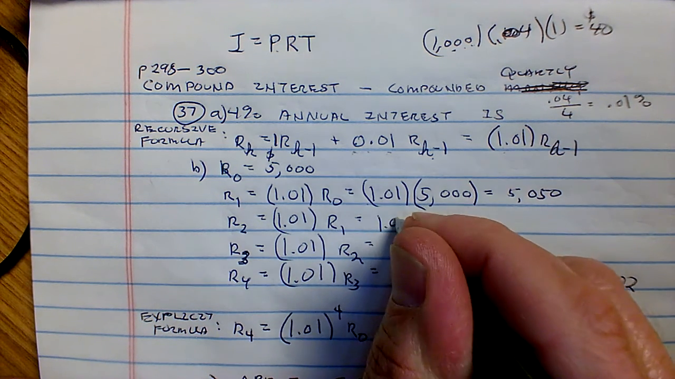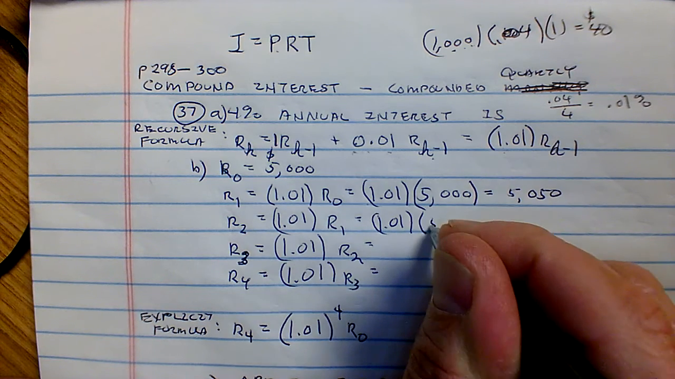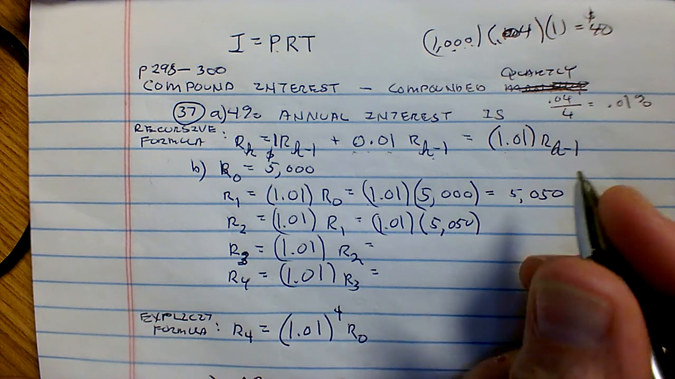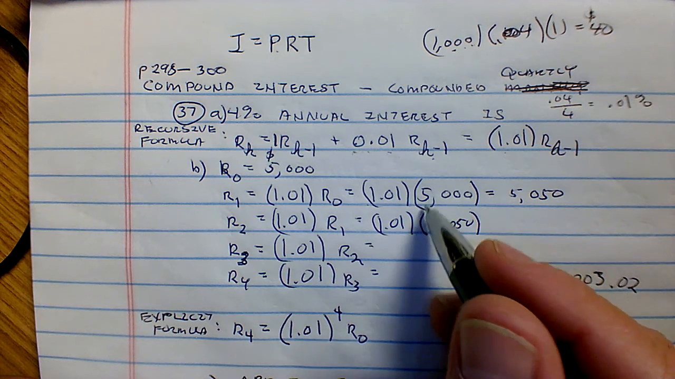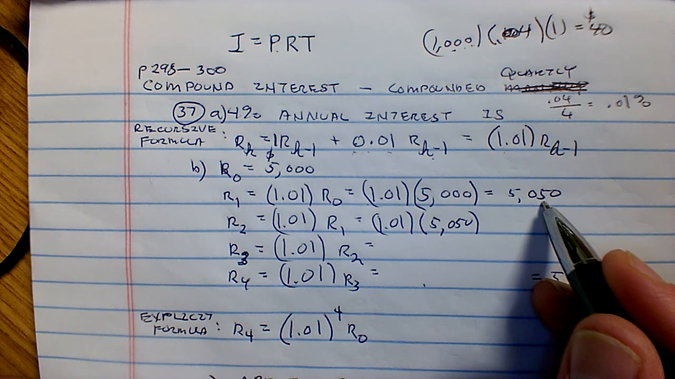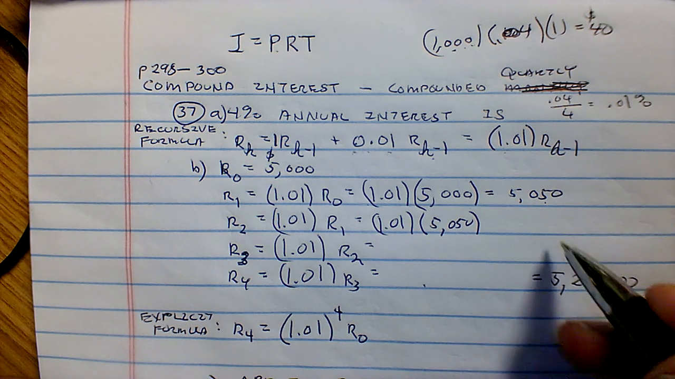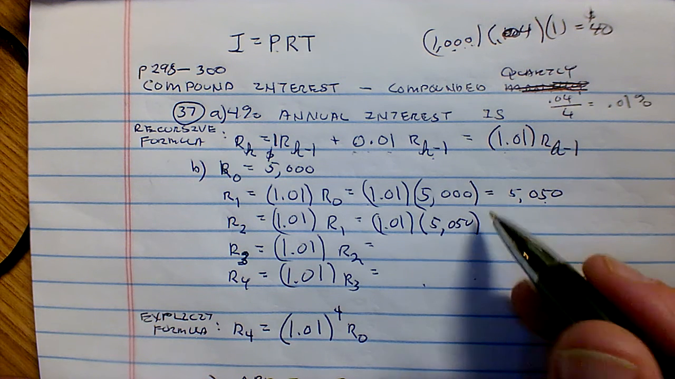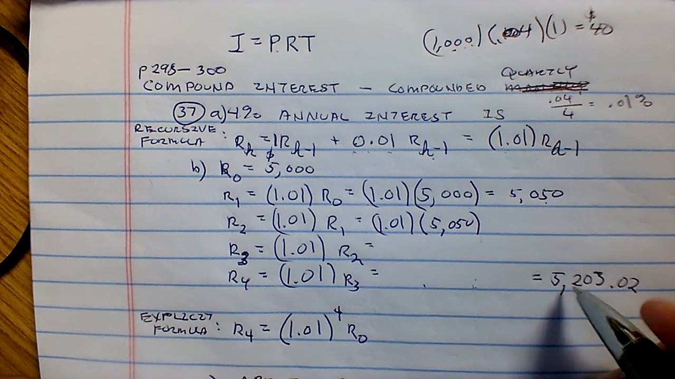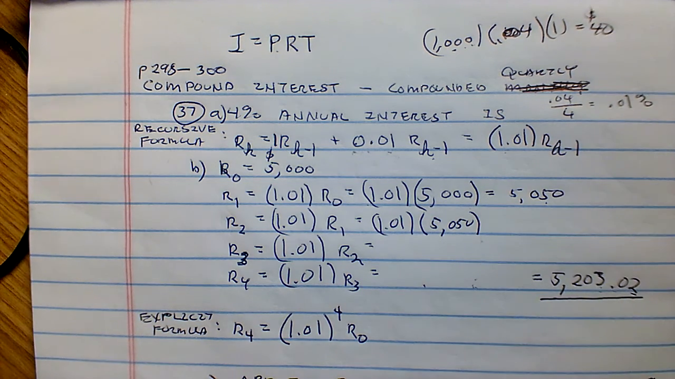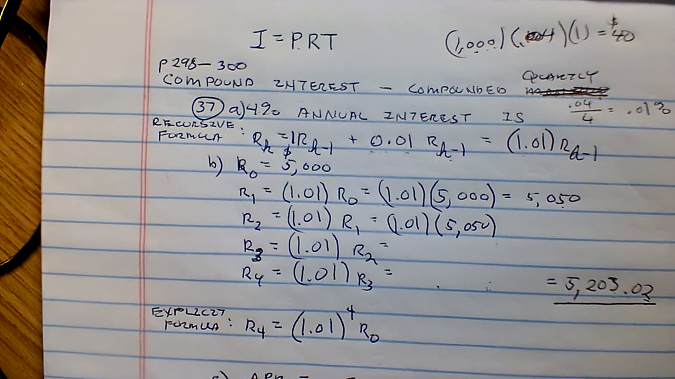The thing that makes this interesting, if you pardon the expression, is that the next time around you are getting interest on your interest. If you do this recursively for 4 times, well, if you had just done it with simple interest, you'd be getting $50 every quarter, so you'd be getting $5,200. But since we're doing this recursively, we're doing interest on the interest, getting compound interest, it works out that we get an extra $3.02 at the end of that first year.